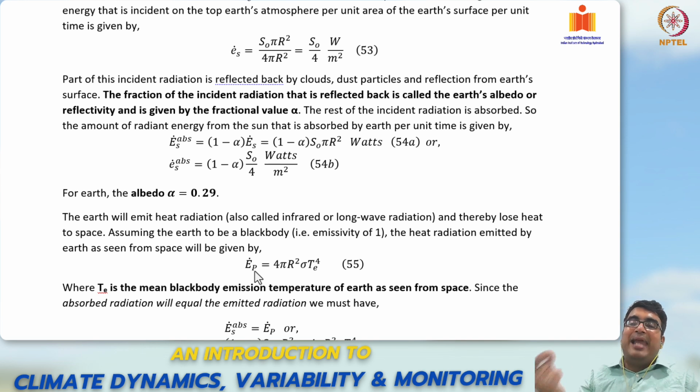P is for planet. Earth is a planet. So, E dot P is the radiation emitted by the planet because of its temperature. E dot P equals 4 pi r square, which is the surface area of the Earth, into sigma into TE to the power 4, where TE is called the mean black body emission temperature of Earth as seen from space.